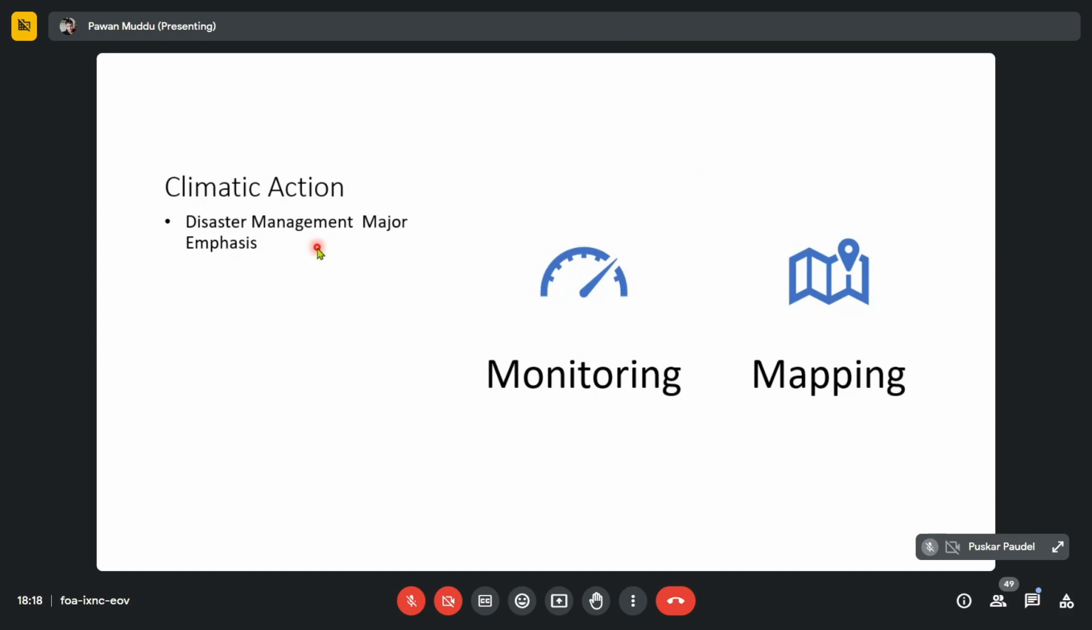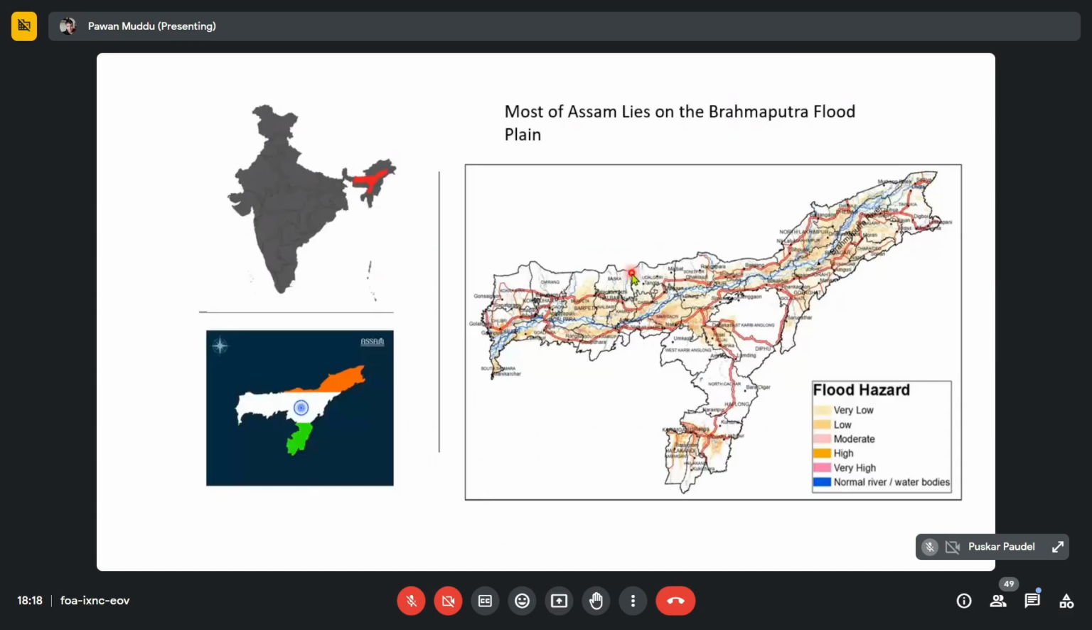Now, the next SDG goal is climate action, and here our emphasis is on disaster management. When we do that, two important elements come into play: one is monitoring, and the other is mapping. So when we do all of this monitoring and mapping, we are considering the terrain of Assam, a northeastern state within India. All of you will be familiar with it because Nepal is pretty close by. I live here in Telangana, but Assam is pretty close to your part of the world.